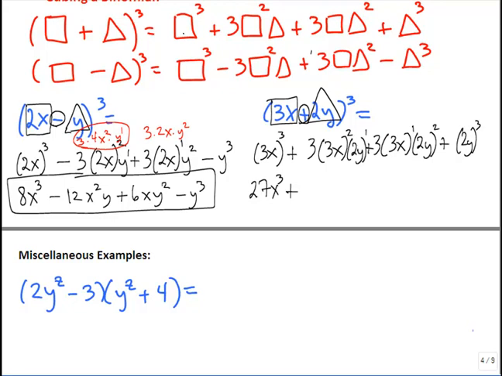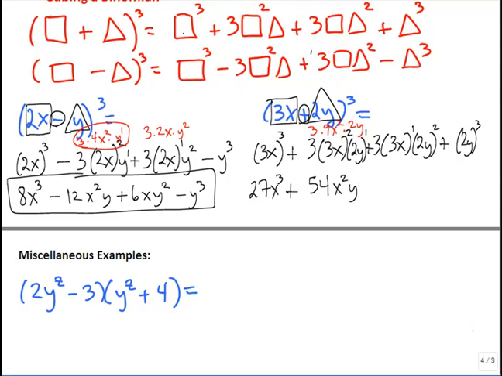Now for this first middle term, we have that coefficient of 3, and when I square 3x, that whole quantity, 3 squared becomes a 9, and x squared becomes x squared. And I also have a 2y to the first, which is going to stay 2y. And all of these are getting multiplied together. So 3 times 9 is 27, and 27 times 2 is 54. So I'm going to have a 54 out front, and then I'm also going to have that x squared and that y. So that's my second term.